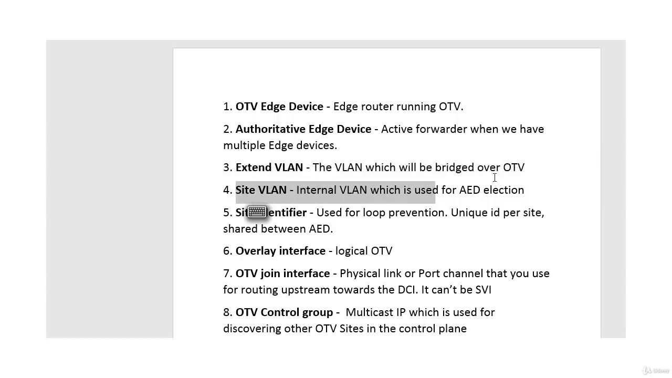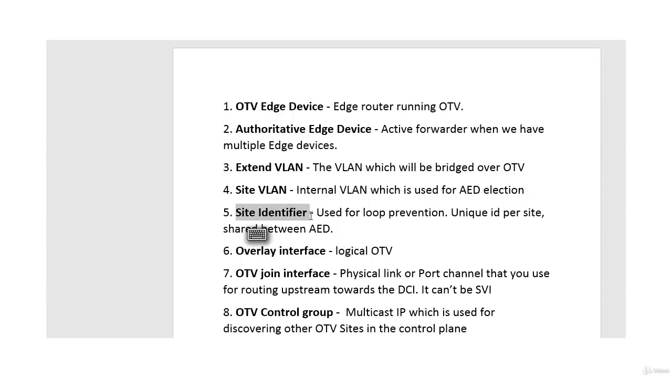Site VLAN is locally significant, but this number needs to be the same on both DCs. All right, so this is basically used for electing the AED as well. But this you need to configure. I'll show you how to configure it. I have the devices. It's a long pending OTV exercise on my end.